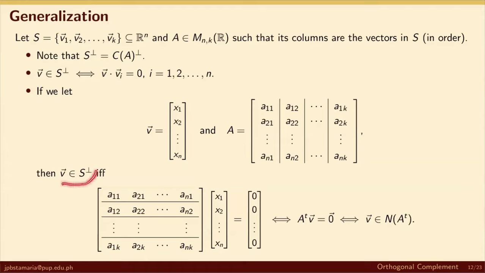So what did we learn here? We have learned that v is in S-perp if and only if v is in the left null space. In other words, this is equal to the left null space. So the perp of the column space is the left null space. When you take a look at our previous slide, I'm just going to look at that illustration.